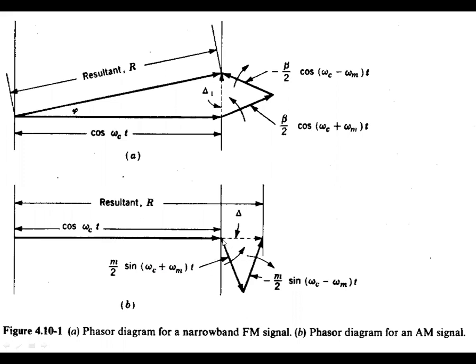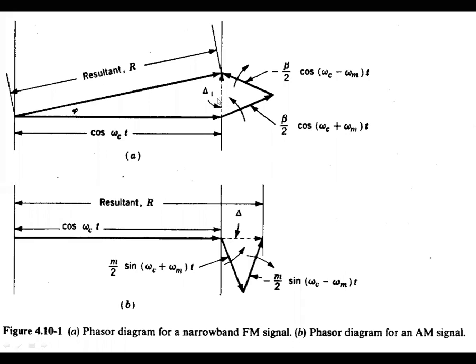And like the beta by 2 term, m by 2 cos (omega c plus omega m) t is in the counterclockwise direction, and minus m by 2 cos (omega c minus omega m) t is in the clockwise direction. Delta is the resultant of these.